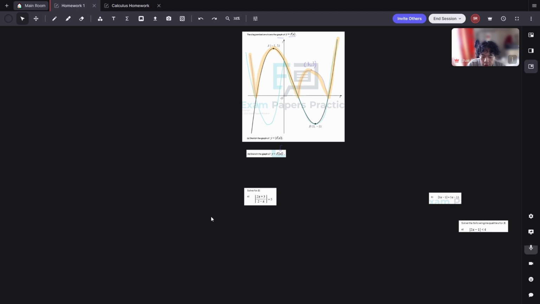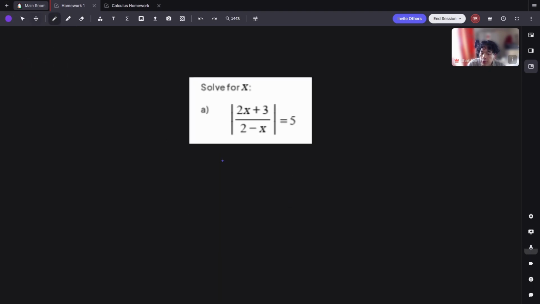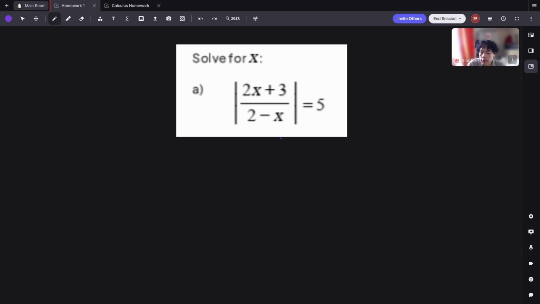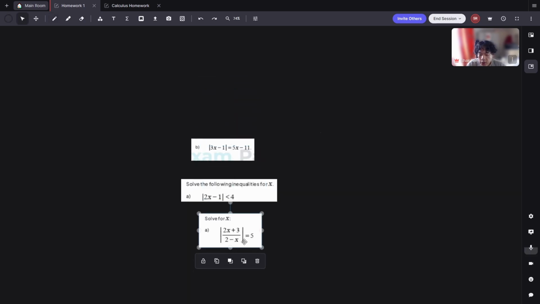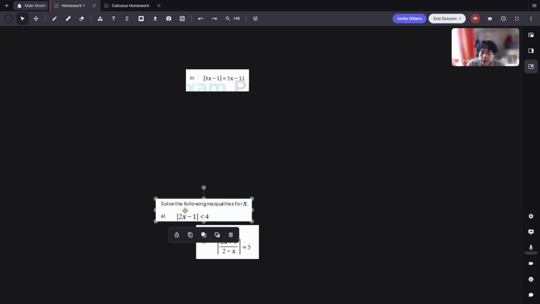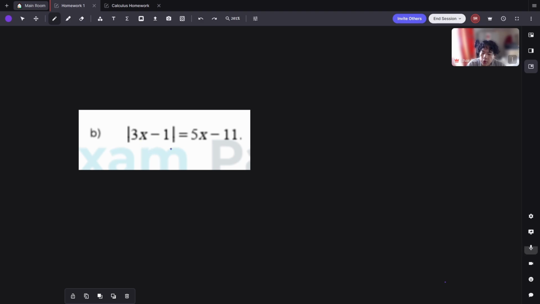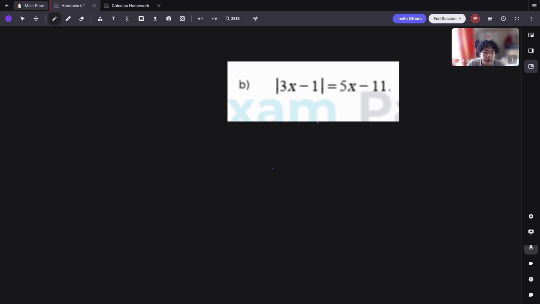Cool. So solve for x, given that the modulus of that is that. With these types of questions, there are going to be 2 answers. I'm actually going to do question A last, just because it's the most confusing one, and I'll do question B first. So question B here, we have the modulus of 3x minus 1. Whenever we have questions like this where we need to solve a modulus, there are going to be 2 case scenarios. Case scenario 1 is 3x minus 1 equals 5x minus 11.